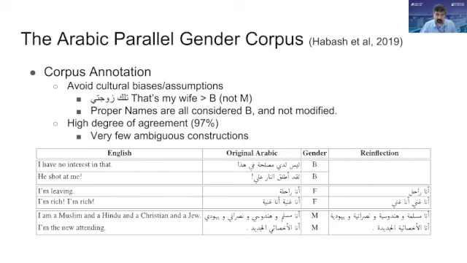We decided to avoid cultural biases and assumptions. So things like tilka zawjati, that's my wife, we decided would be B, not M. Could be a woman married to another woman. So that's a decision that we went with. We decided also that all proper nouns are considered B. So we have no judgments about what you want to call yourself, right?